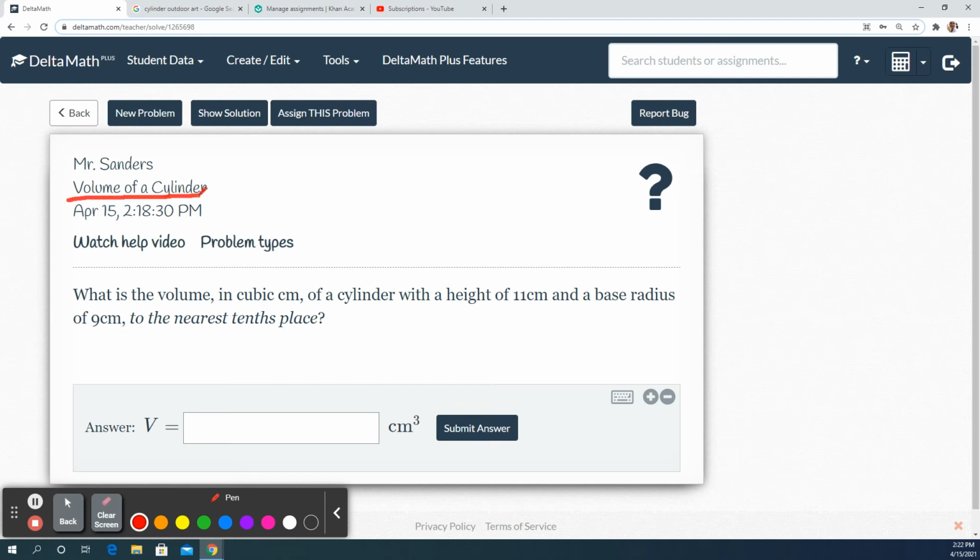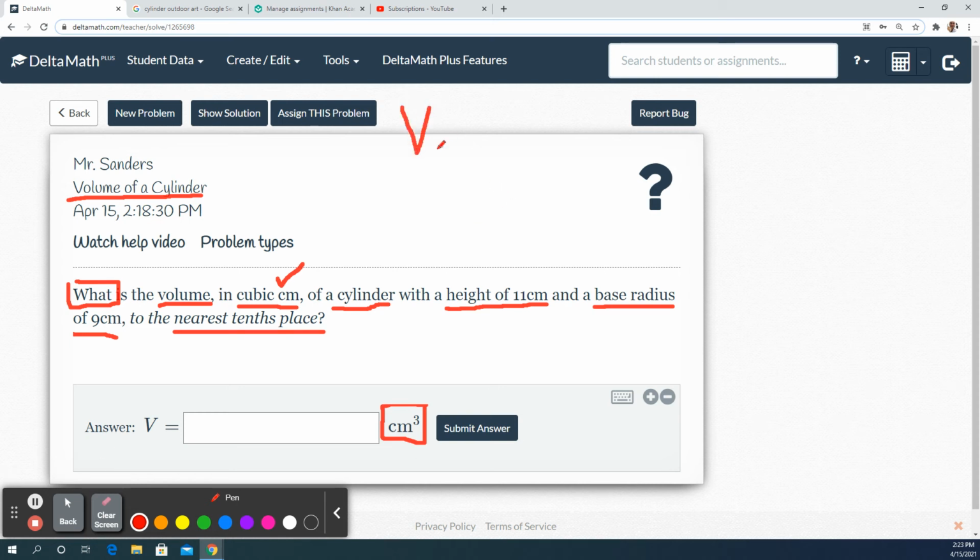We are doing volume of a cylinder. They're asking what is the volume in cubic centimeters of a cylinder with a height of 11 centimeters, a base radius of 9 centimeters, and then they want us to round to the nearest tenths place. They're giving us the units already. We have cubic centimeters already labeled in our answer, so all we have to do is calculate it and then round. We should always start off with the formula.